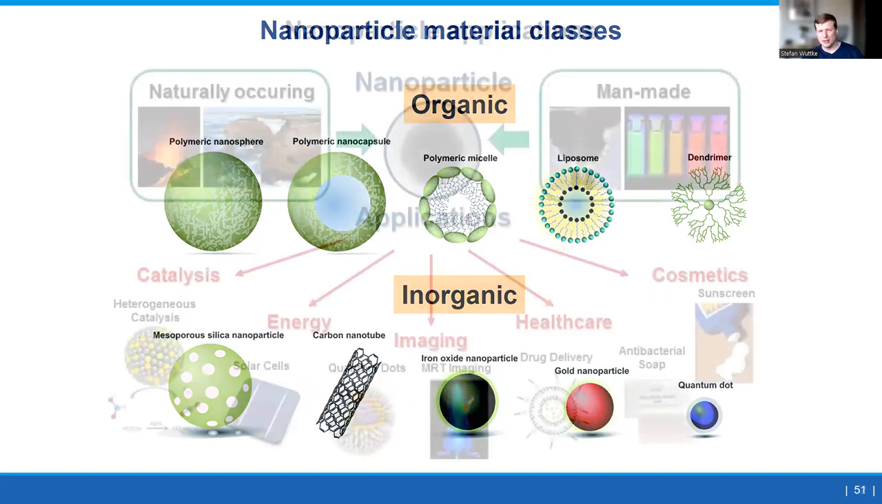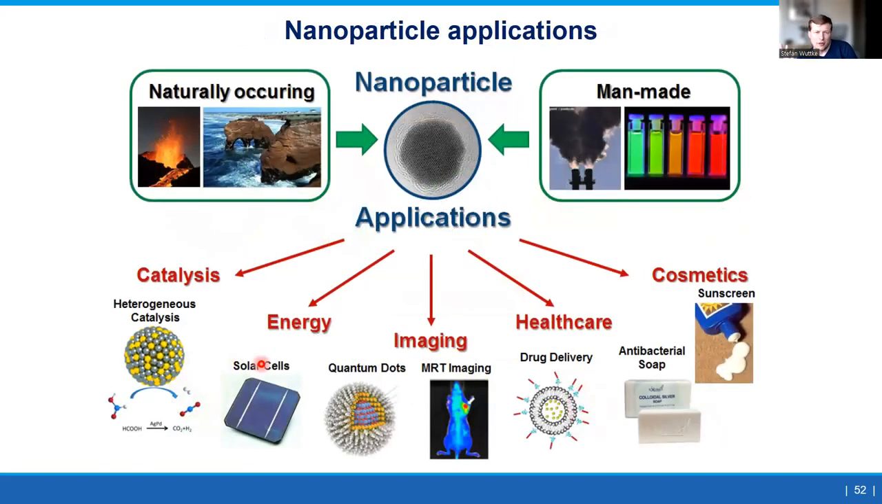And now we're coming to applications. First of all, we also have naturally occurring nanoparticles that we can use, and manmade nanoparticles. And then we have different kinds of applications: catalysis, very important field, energy, solar cells, structuring, we had this with the lithography, quantum dots, yeah, when you have a TV that's made by quantum dots, very important, MRI imaging, this iron oxide, then healthcare, nanoparticles, nanocarriers, we come to this in a moment.